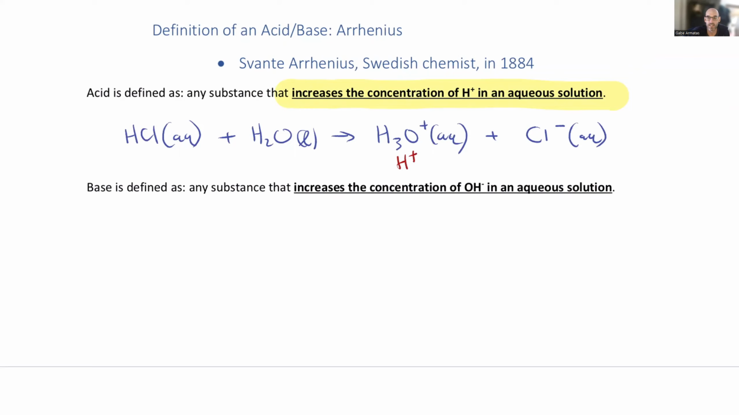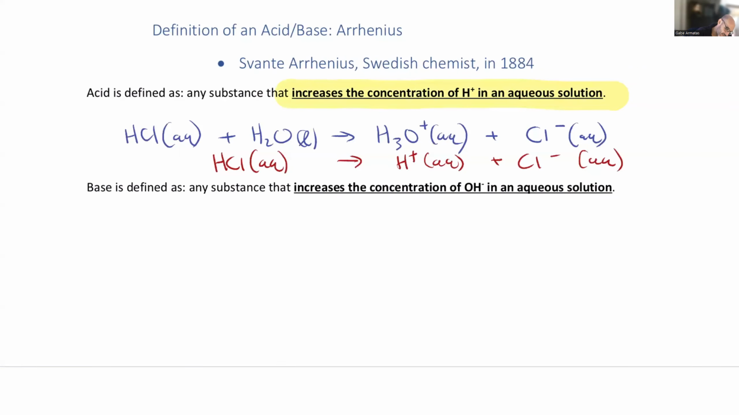Okay, so anything that increases the H+ in solution. Let me just say the simple way of saying that, and that's why we use H+: HCl becomes H+ aqueous plus Cl- aqueous. So that is anything that increases H+ in solution.